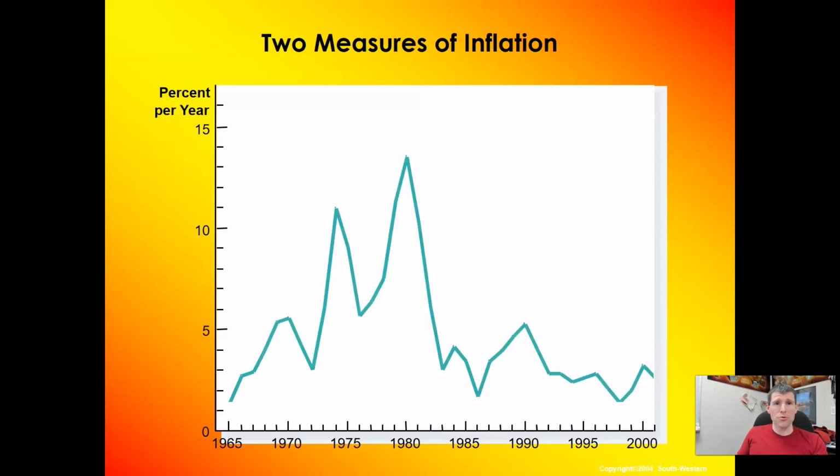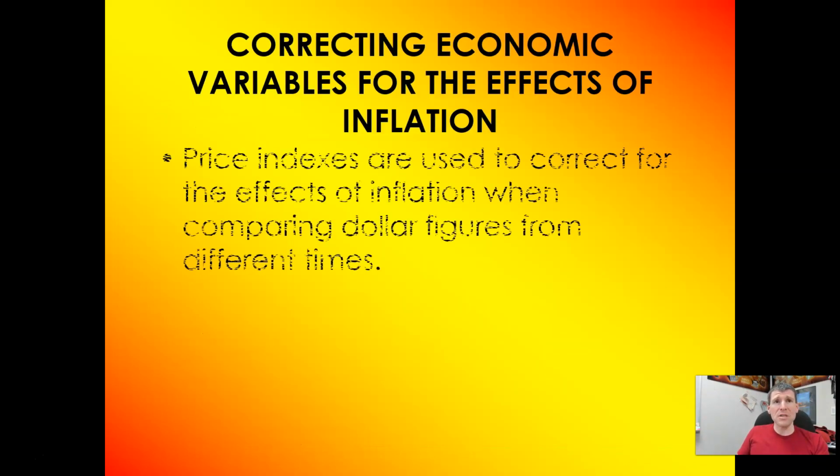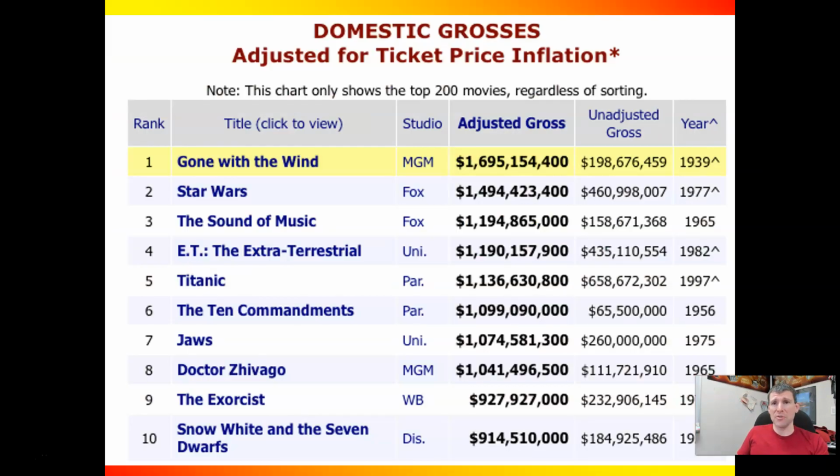This shows that CPI and GDP deflator kind of move in the same directions, but you'll notice there are differences between the two. The peaks and valleys are typically hitting at the same point. But anyway, you can figure out how much stuff is worth at different times.